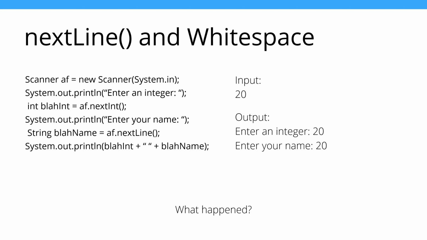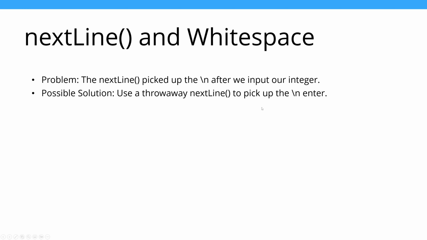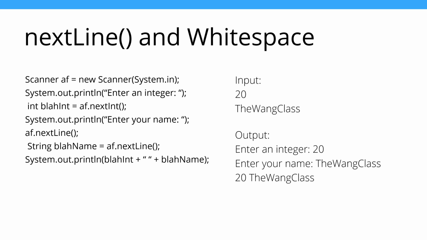Well, I have a slide for that. So the problem is that the next line picked up the \n after we input our integer. So remember, to enter my integer, I had to type in the number 20, and then I had to press enter. You can think of that enter as putting in a \n after the 20. So you can think of it as doing 20 \n, with the \n being the enter.